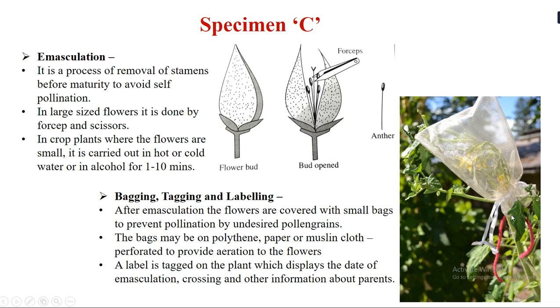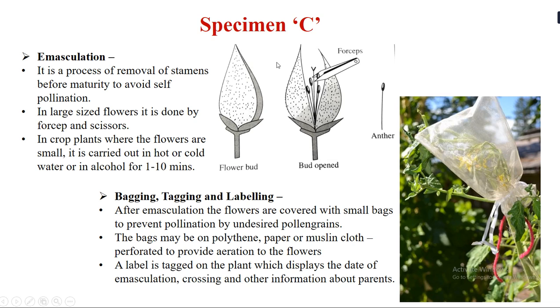Then a label is put on this plant, and that label will display the date of the emasculation process, and other details like the cross and information about the parents of the particular plant. So these are the two specimens that can be kept in spot C: emasculation, where this picture will be kept, or bagging, tagging and labeling, where this particular picture will be kept.